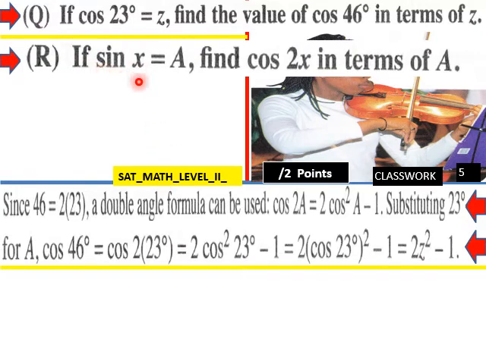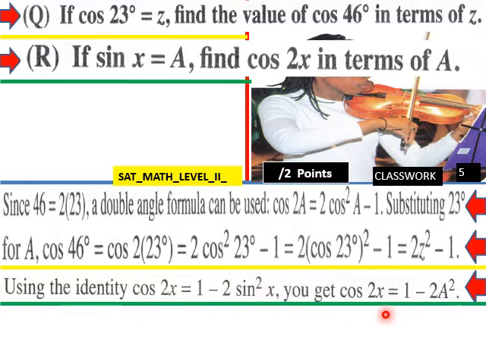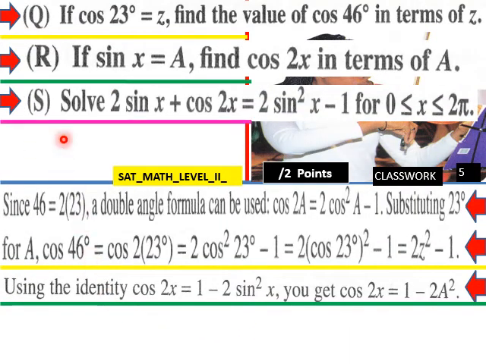Then R: if sine x equals a, find cosine 2x in terms of a. Using the identity cosine 2x equals 1 minus 2 times sine squared x, you get cosine 2x equals 1 minus 2a squared. And then S: solve 2 sine x plus cosine 2x equals 2 sine squared x minus 1 for 0 less than or equal to x less than or equal to 2 pi.